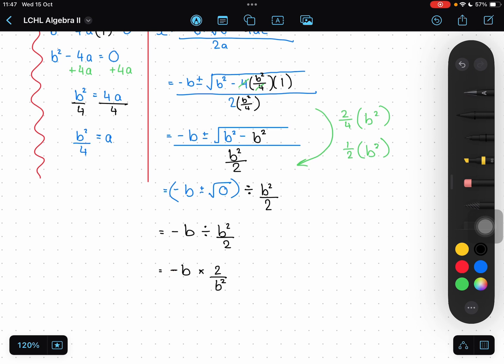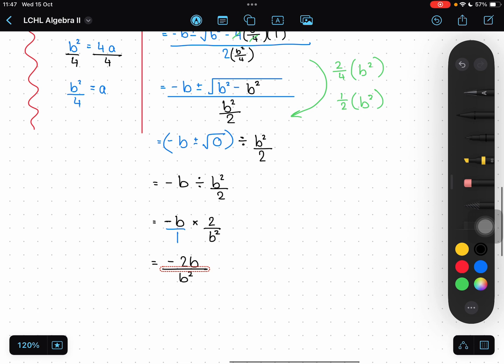So if I do that multiplication out, top by top, bottom by bottom, minus b or minus b over 1, top by top, bottom by bottom, is going to give me minus 2b over b squared. Okay, now that's my 2 equal roots. I have a root with a plus 0, which is that, and with a minus 0, which is that again. So that is my 2 equal roots.